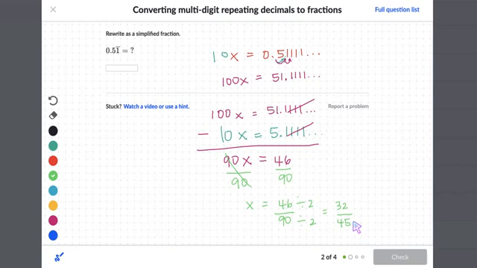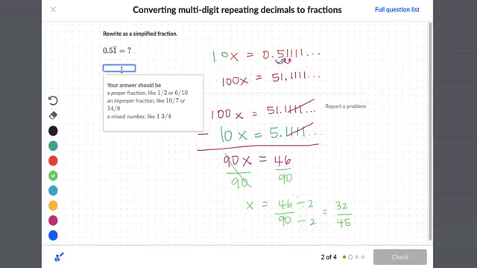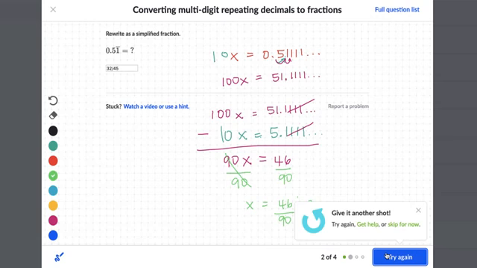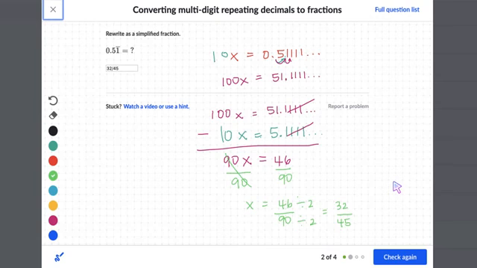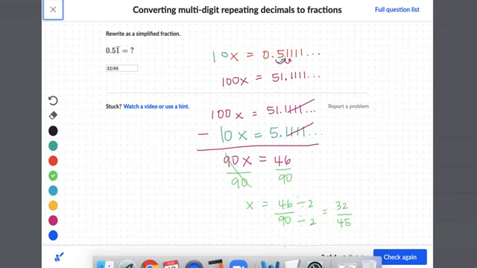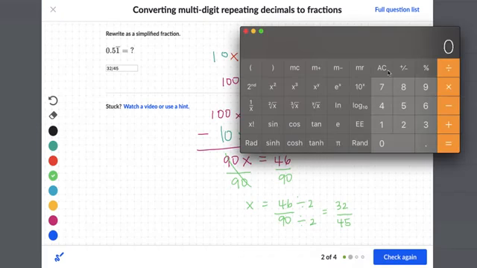Let's see. Yeah, I think so. So this should be 32/45. Let's see, did we reduce it correctly? Oh, you know what I should have done? I should have checked it in my calculator before I submitted it. That's a good idea, right? Okay. Let my lesson be your lesson.